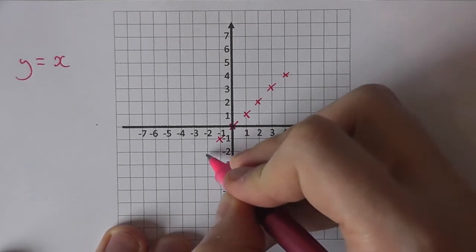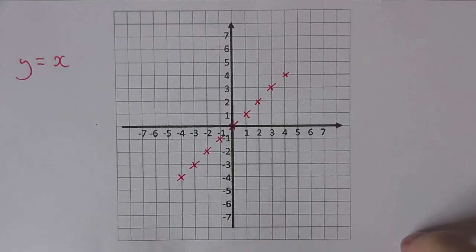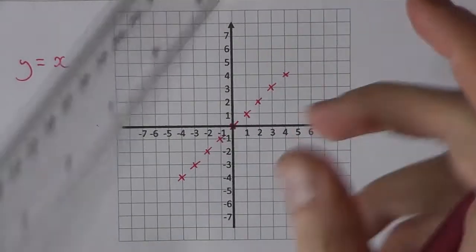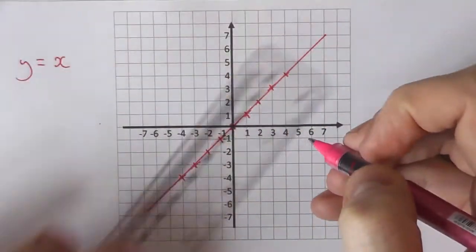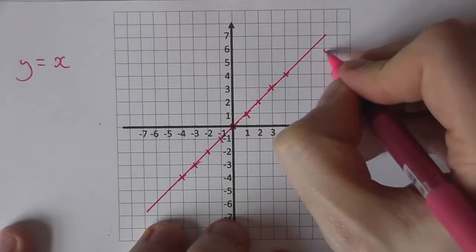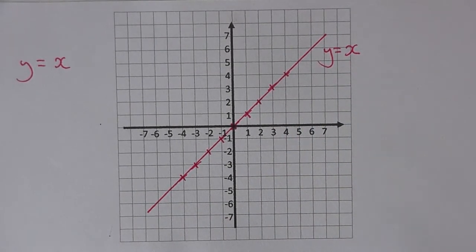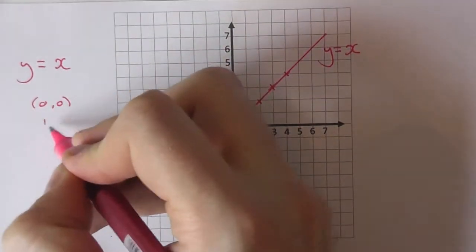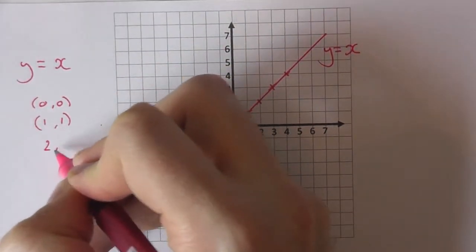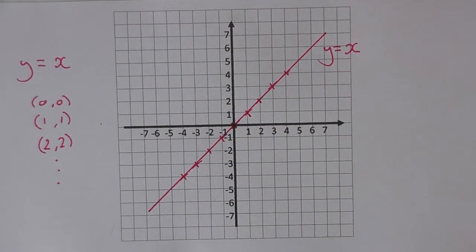And also minus 1, minus 1, minus 2, minus 2, minus 3, minus 3, minus 4, minus 4, and so on. We're getting a nice straight line which we can then join up. And there is the line y equals x, where input and output, x and y, are the same. So we get pairs of coordinates 0, 0, 1, 1, 2, 2, and so on. Pairs of coordinates where the x number and the y number are exactly the same.